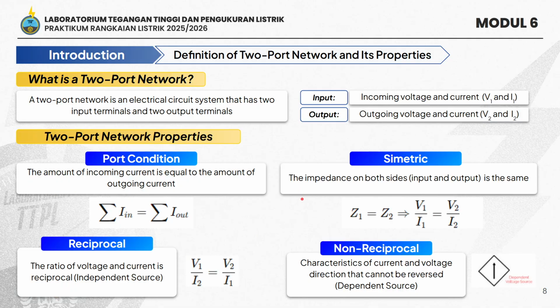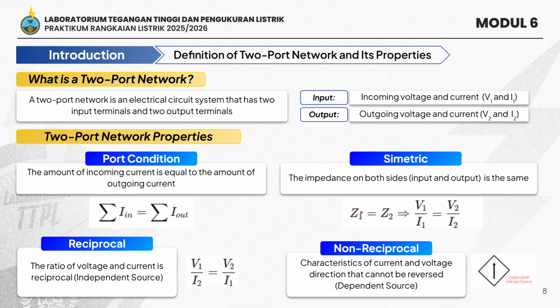And the second one is symmetric. Symmetric means that the impedance on both sides, either its input port and output port, must be the same. Because if either side of the port is not symmetric, then it will have an effect on its measurement. For example, if you want to measure the current in the output port, but the output port is not symmetrical to its input port, then the measurement will be different, and we don't want that to happen.